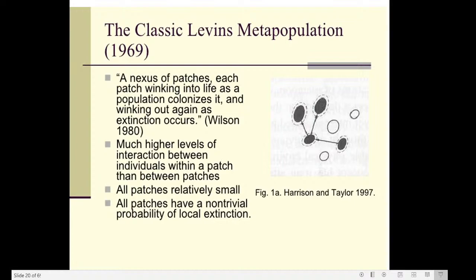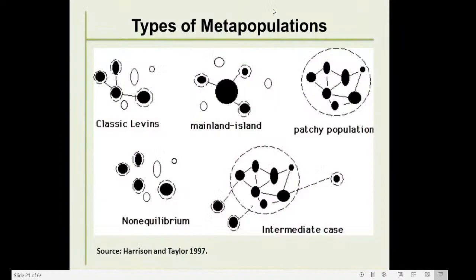There is a much higher level of interaction between the individuals within one patch. A patch means these small rounds are called patches. All patches are relatively small. These patches have a probability of local extinction. These are the types of metapopulation. In the classic Levins, they said small rounds, small populations, and some of them are connected, some of them not connected. Connected populations are in active mode. There is no extinct one. These small rounds are extinct ones.